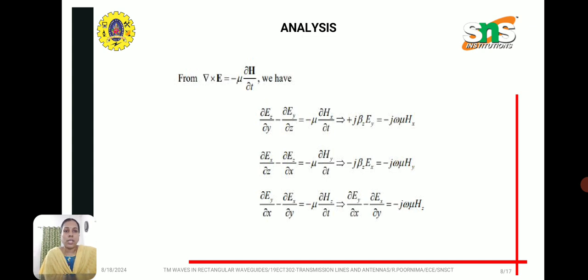By applying this we get dou Ez by dou y minus dou Ey by dou z equal to minus mu into dou Hx by dou t. From this, minus j beta Ey equal to minus j omega mu into Hx. Similarly, the other two equations are solved.